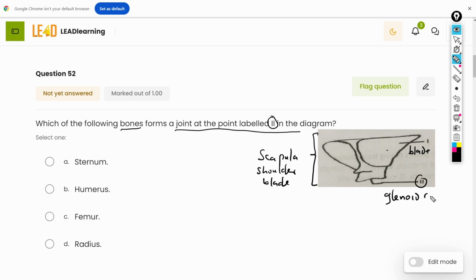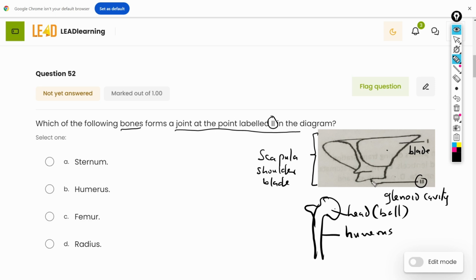Now, this glenoid cavity provides an articulating surface for the head of the bone of the upper arm. And the head of the bone of the upper arm is a ball-like structure. This bone of the upper arm is the humerus. So the humerus head will fit into the glenoid cavity to form a ball and socket joint. So using this information, we now know that the bone that forms a joint at the point labeled 2 would be the humerus, that is the bone of the upper arm.